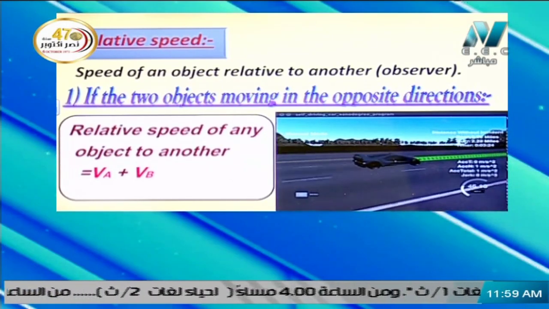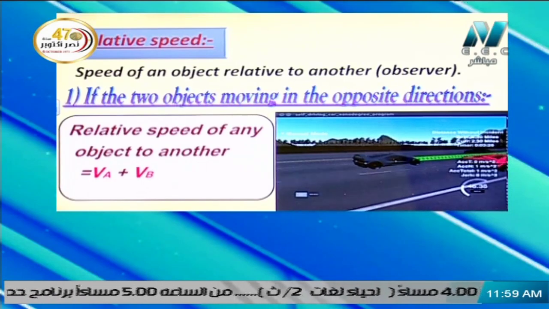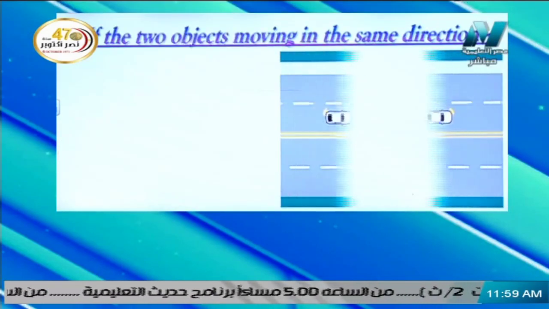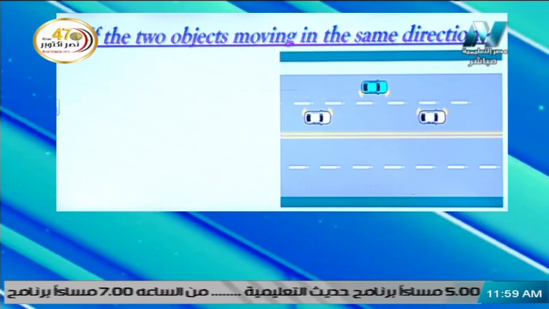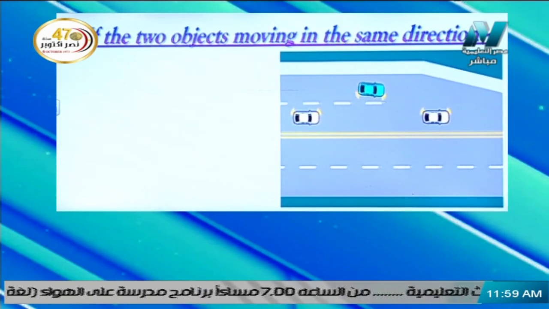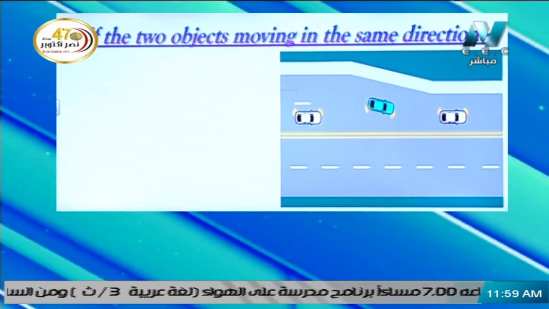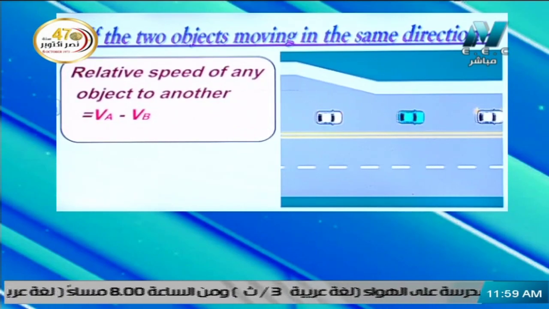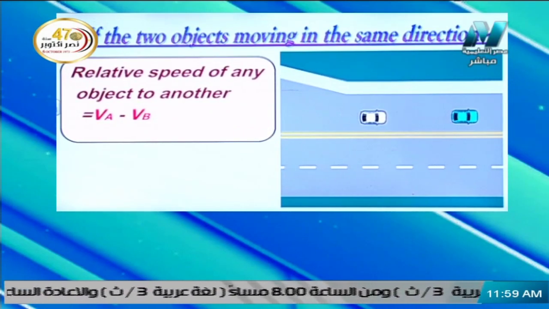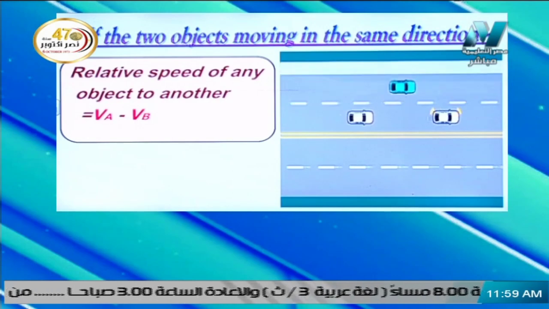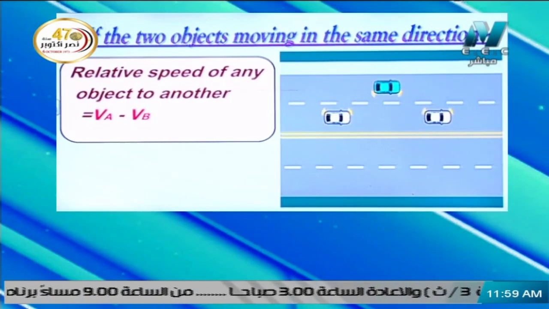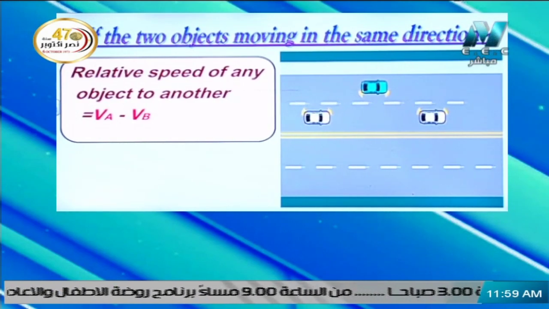So it is the summation of both speeds. But if the two objects move in the same direction, as you see here, the two cars move in the same direction, here the relative speed of any object to another is VA minus VB, minus not plus, if the two objects move in the same direction.